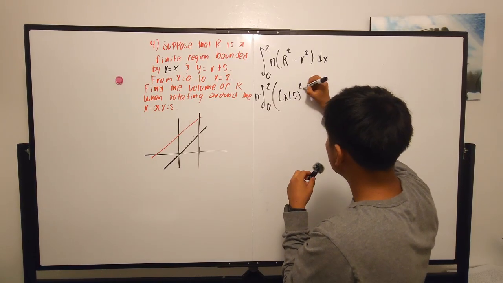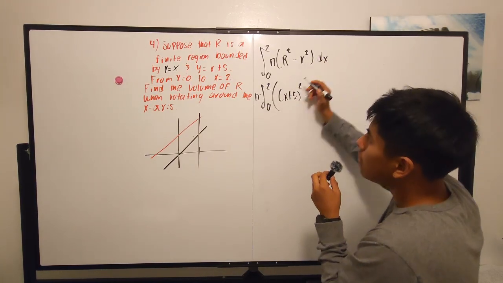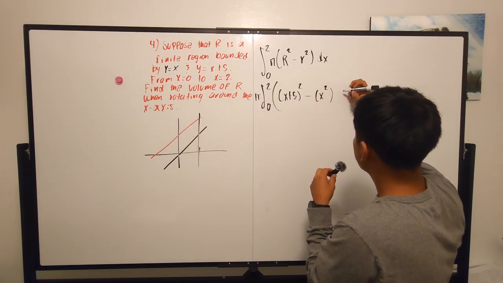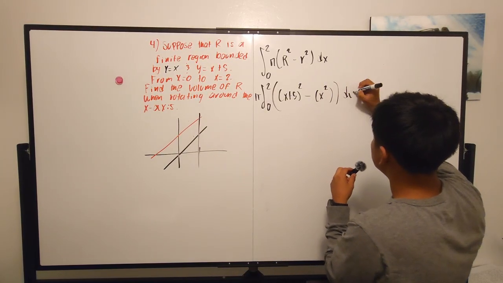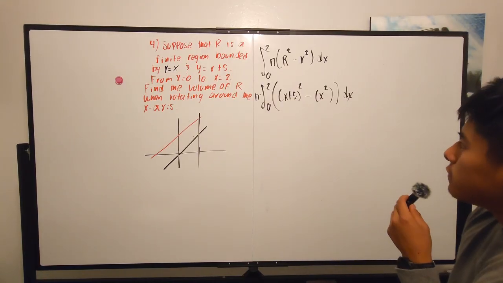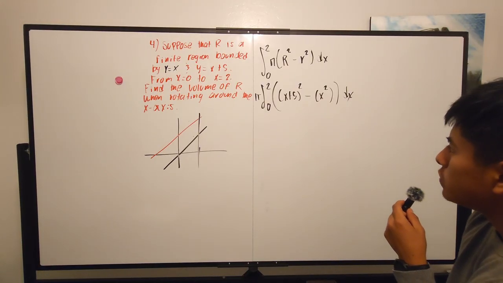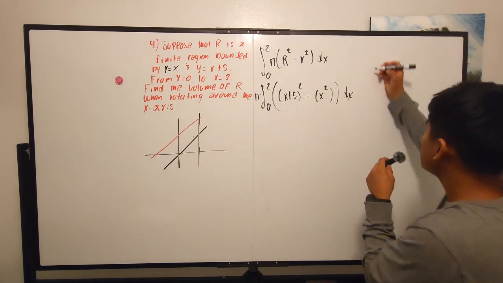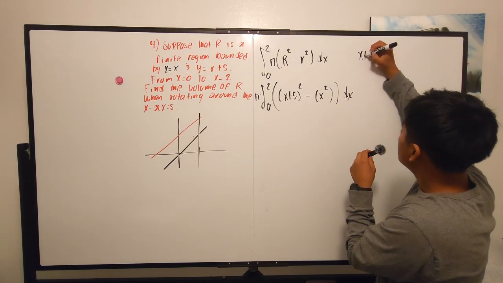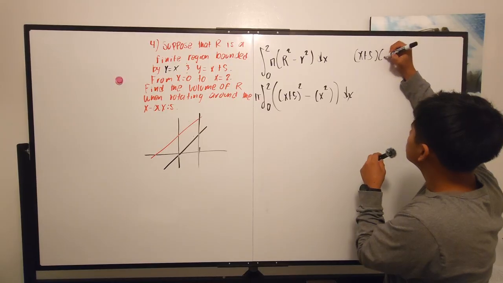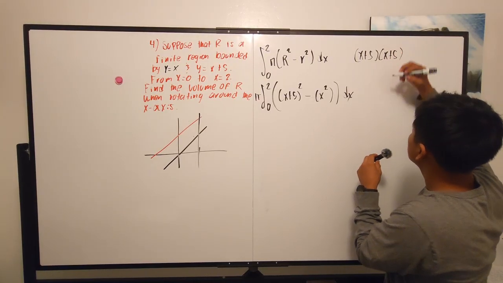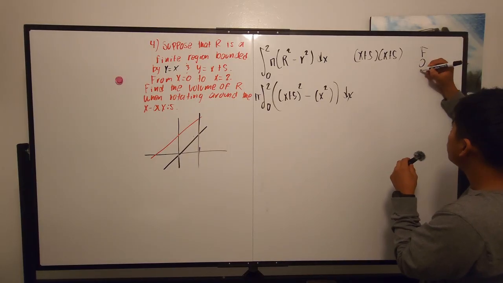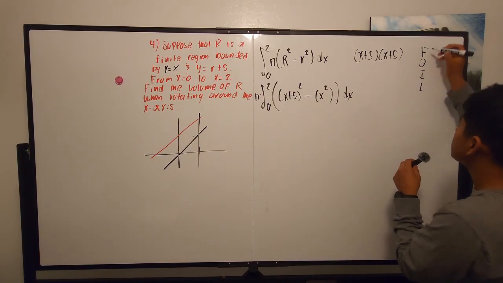X plus 5 squared minus the little r, which is just x squared. All of that with respect to x. I'm going to use the FOIL method to expand this. So we have x plus 5 multiplied by x plus 5. The FOIL method is first, outer, inner, last.